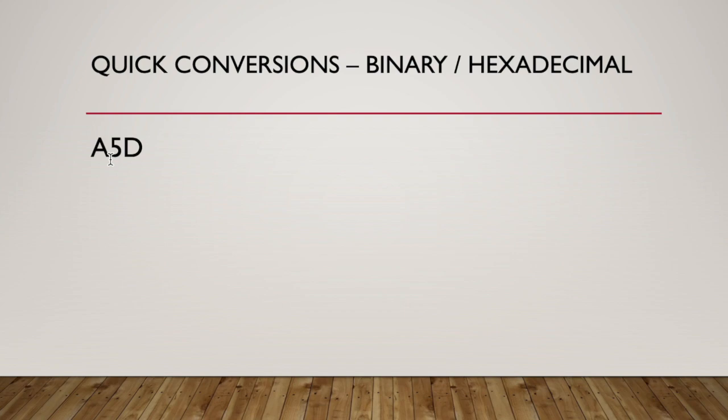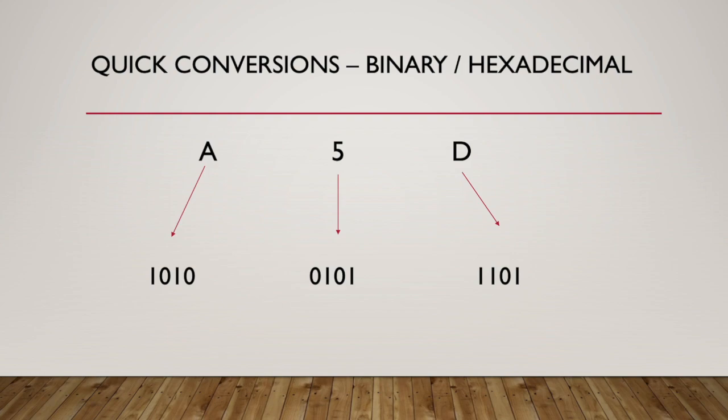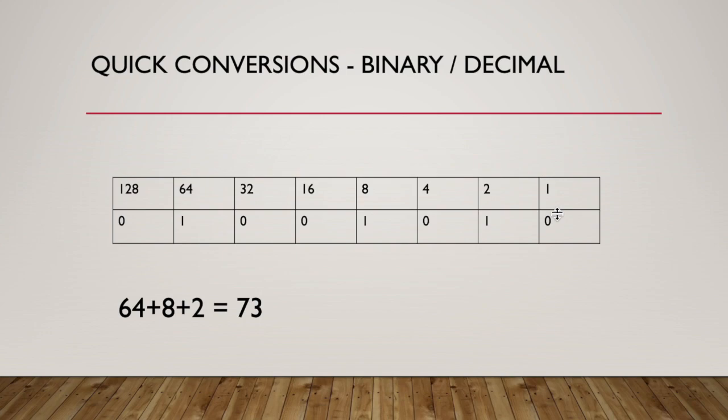When it gives you a conversion, you're just splitting up those digits. A looks like this, 1, 0, 1, 0. 5 is 0, 1, 0, 1, because if I go back here, look, 5 is 1, 2, 4, so 0, 1, 0, 1.